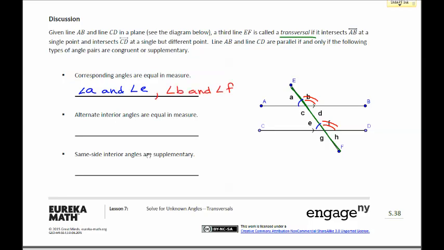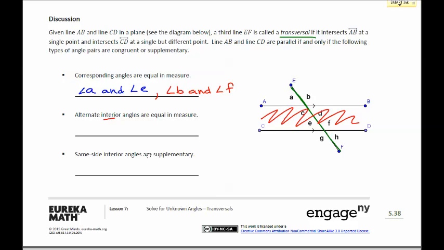Now, angle C and angle G are also corresponding, and angles D and H are also corresponding, but for the lack of space, I won't write those down. But those are corresponding angles, and when the lines are parallel, then the corresponding angles are equal in measure. Next, we have alternate interior angles. This is thought of as the interior of the two lines.